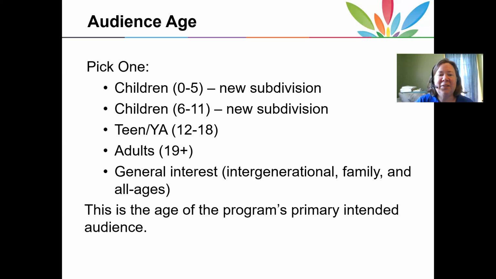And then IMLS is using the term general interest for all of those intergenerational or family or all ages programs. And again, chess club is a really typical kind of general interest or intergenerational program example. So that's always the age of the program's primary intended audience.